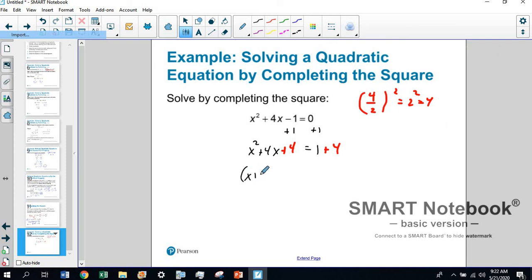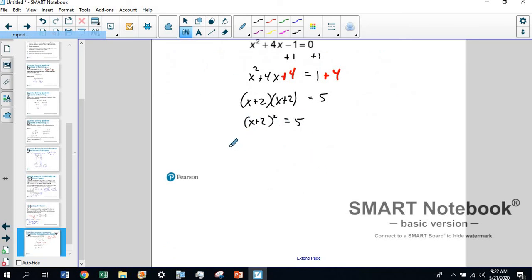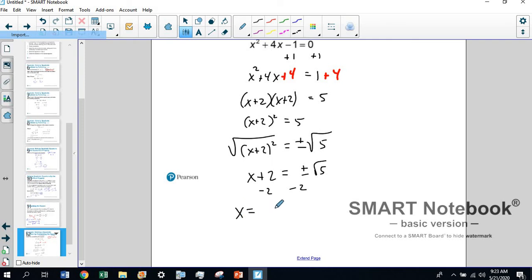So this gives us (x plus 2) times (x plus 2). If this does not factor into a perfect square, you did something wrong, because completing the square is the whole point. 1 plus 4 is 5. So we get (x plus 2) squared is equal to 5. Now we take the square root of both sides. Using the square root property, we remember that we need a plus and a minus square root of 5. So x plus 2 equals plus or minus the square root of 5, and then we subtract 2 from both sides. So we get x equals negative 2 plus or minus the square root of 5.